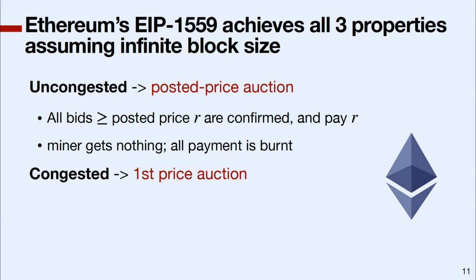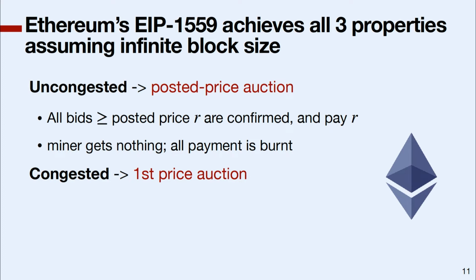So Tim Roughgarden actually shows that if the network is uncongested, that means the supply is larger than the demand, then the mechanism will behave like a posted price auction. That means every bid higher than the posted price R, which is the base fee, is confirmed and pays R. The miner gets nothing, everything is burned, and in this case, we are fine. It actually satisfies all 3 properties.